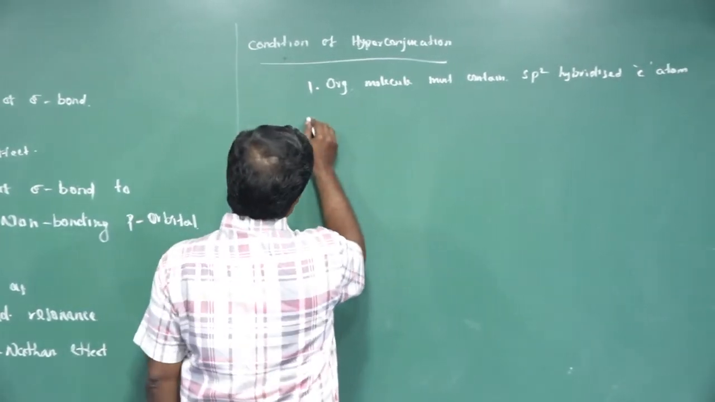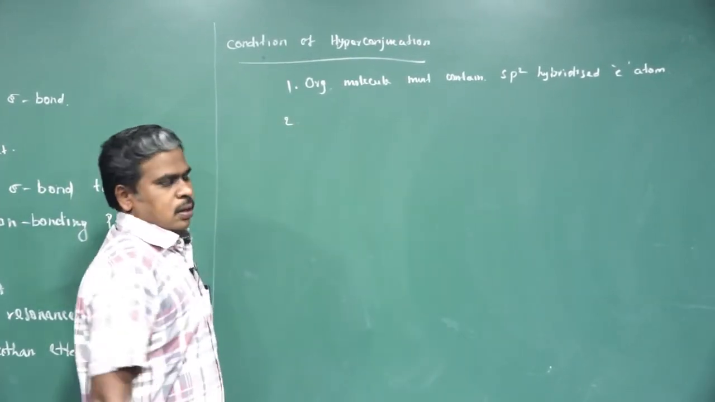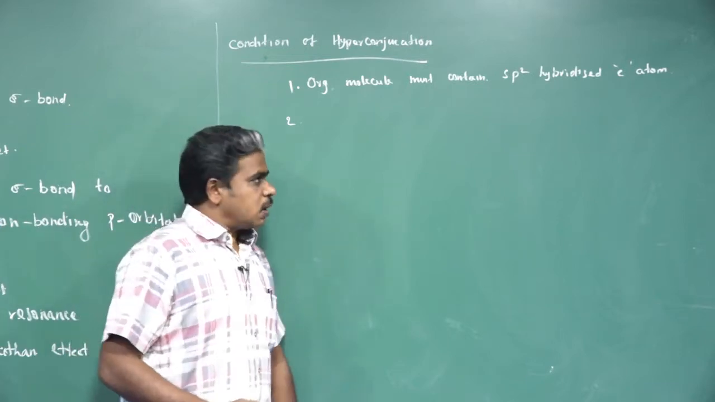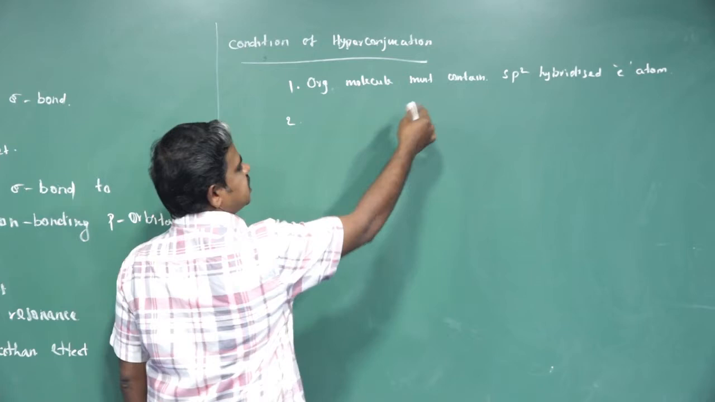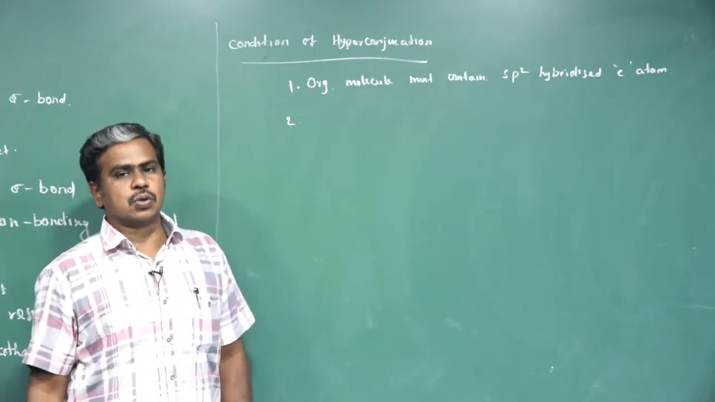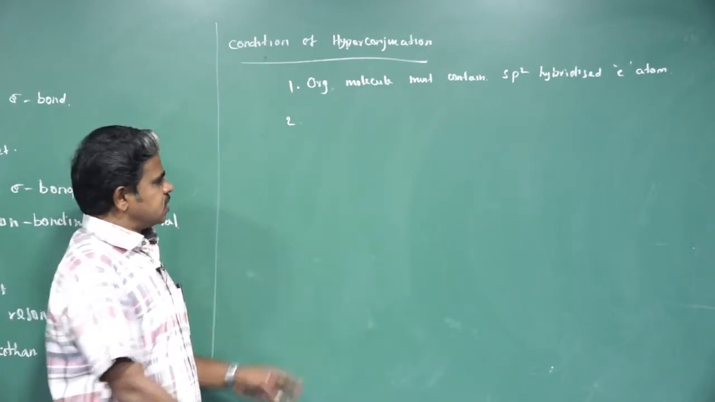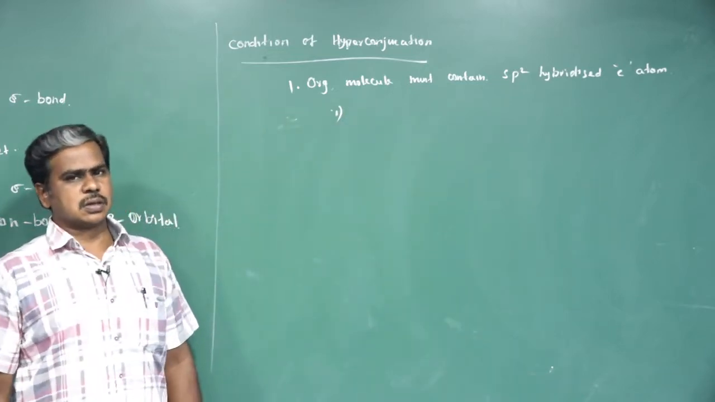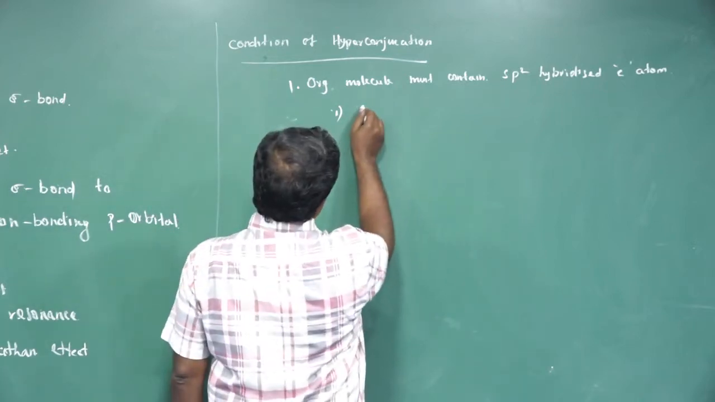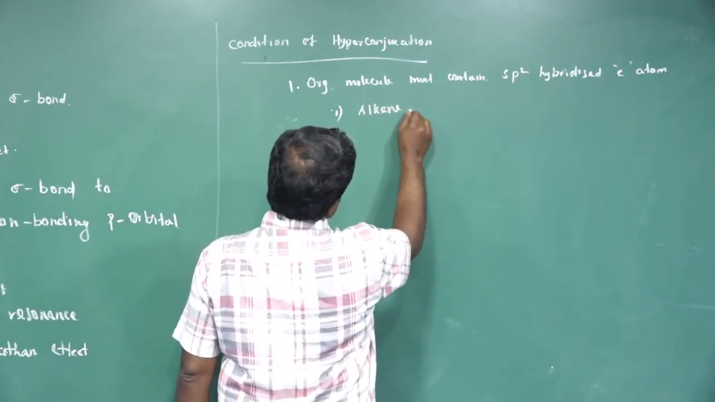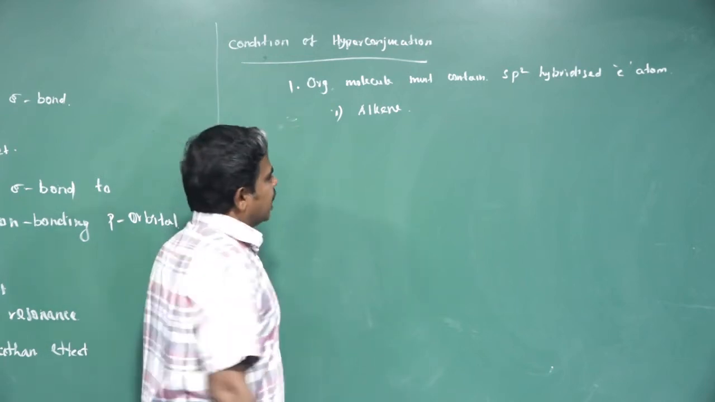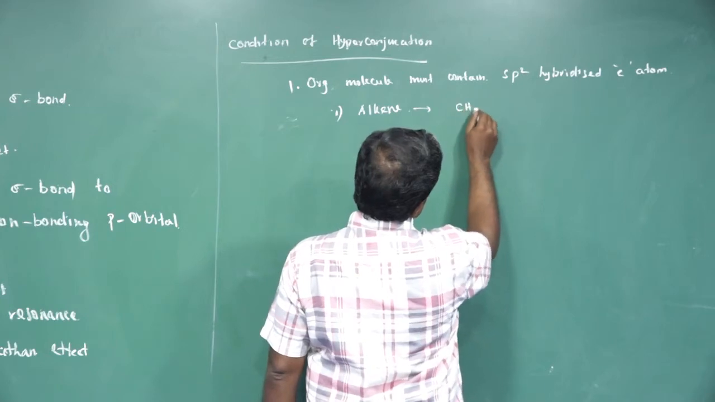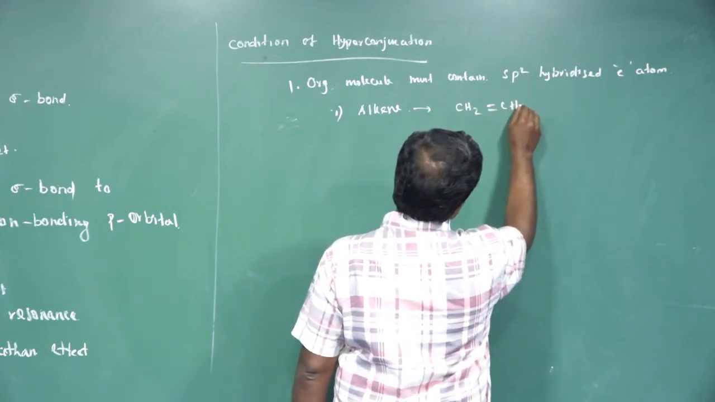And the second condition: there must be at least one carbon hydrogen bond bonded with this sp2 hybridized carbon. Where do we find sp2 hybridized carbon? We may take alkene. Alkenes have sp2 hybridized carbon. Suppose we take CH2 double bond CH2.